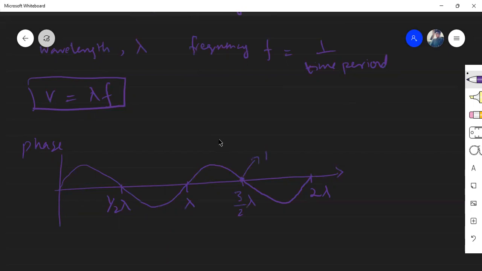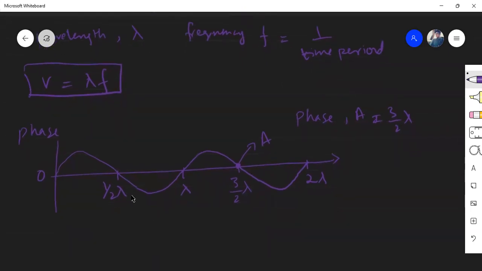Let's call this point A. The phase of A is 3 over 2 lambda, which means the wave has covered 1.5 wavelengths after it has started. This is the starting point, the originating point O. Describing the phase of A means describing what fraction of the wavelength the wave has covered.